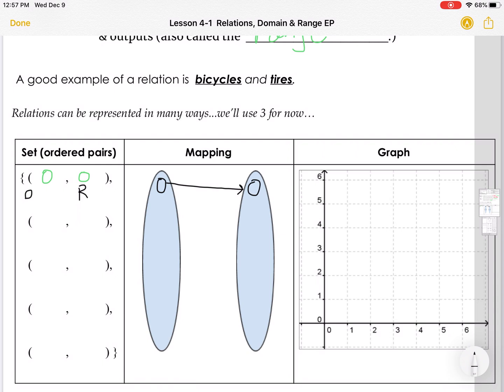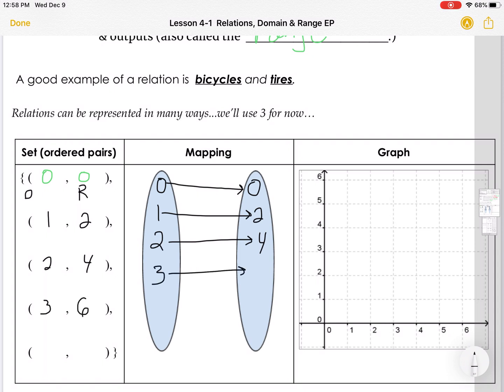Okay, I can also say if I have one bike, I'm going to have 2 tires. If I want to map that, I'm going to say, okay, 1 is going to be mapped to 2. If I have 2 bikes, I'm going to have 4 tires. 2 is going to be mapped to 4. If I have 3 bikes, I'm going to have 6 tires. 3 is going to be mapped to 6. And if I have 4 bikes, I'm going to have 8 tires. 4 is going to be mapped to 8.